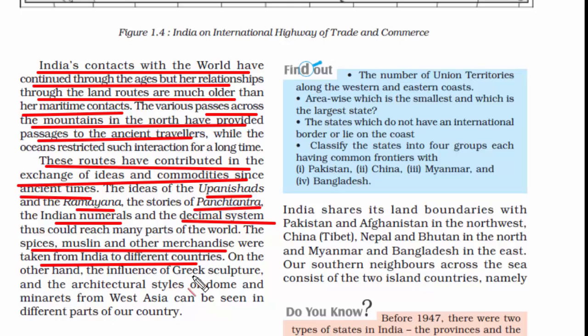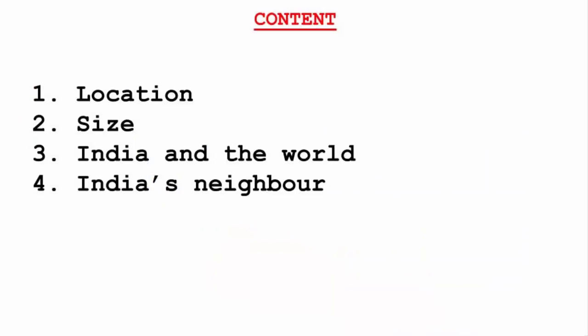On the other hand, the architectural designs of Greek and European came to our country. You can see the same example in domes and minars of all the monuments that we have. So these architectural styles came from Western Asia. All of these ideas and information traveled across time. They were never produced at one place. They were all imparted, exchanged, carried forward. And the last topic is India's neighbors.